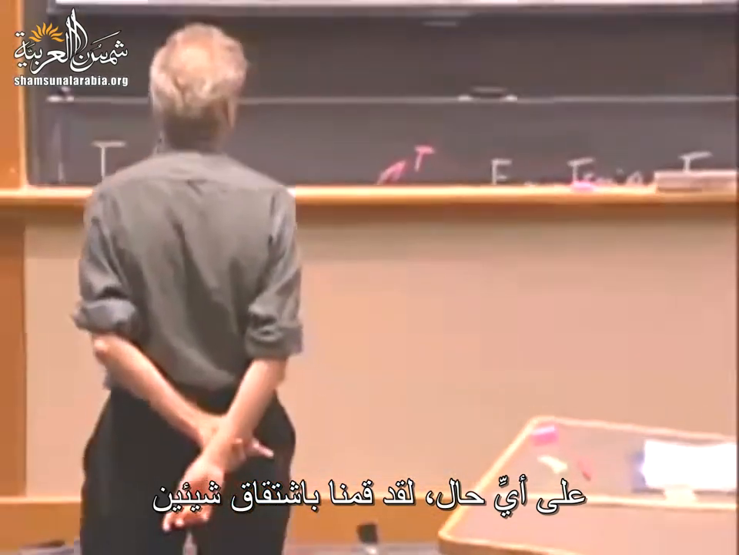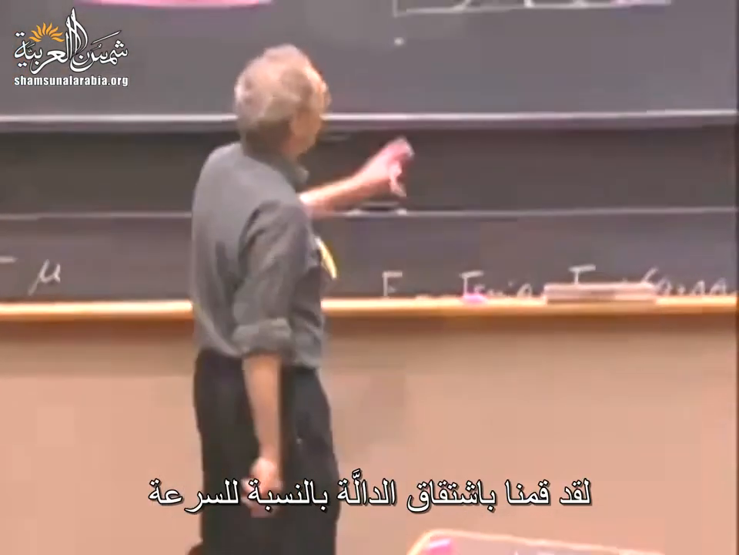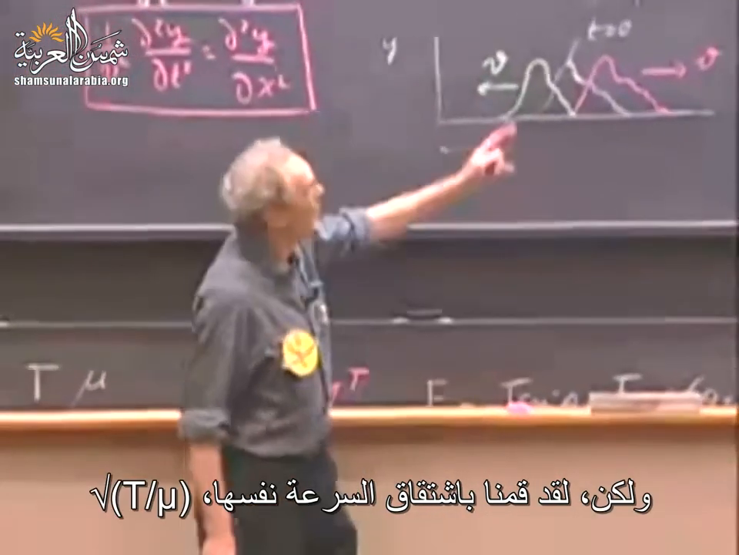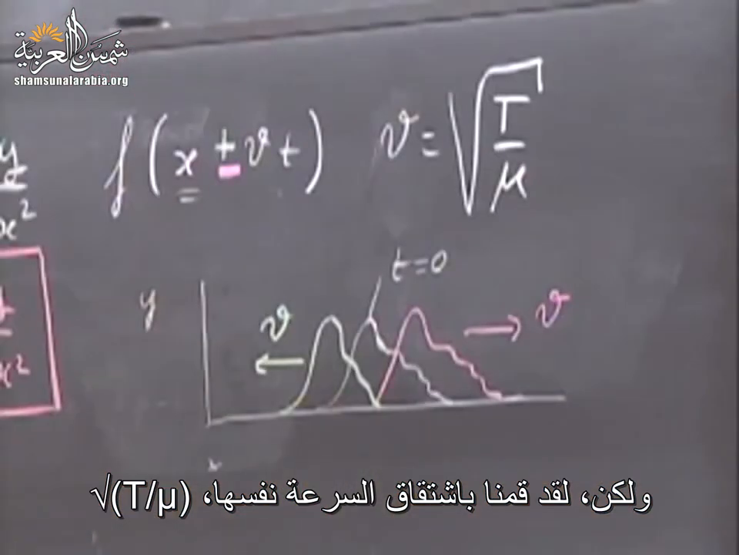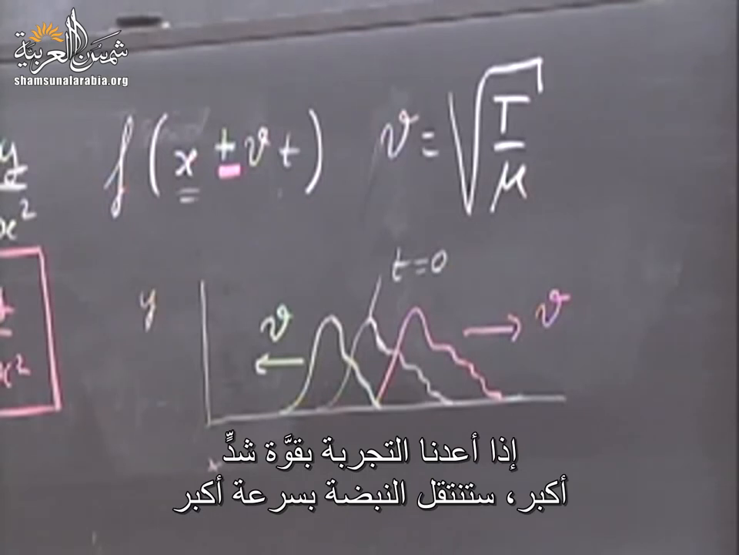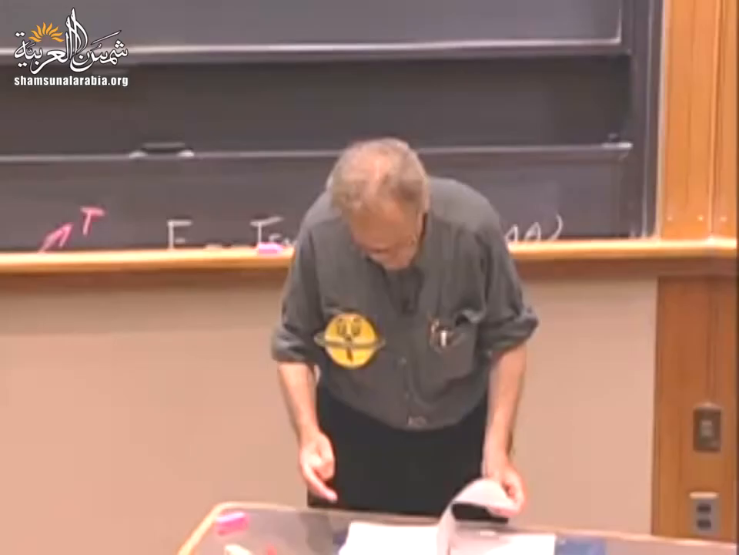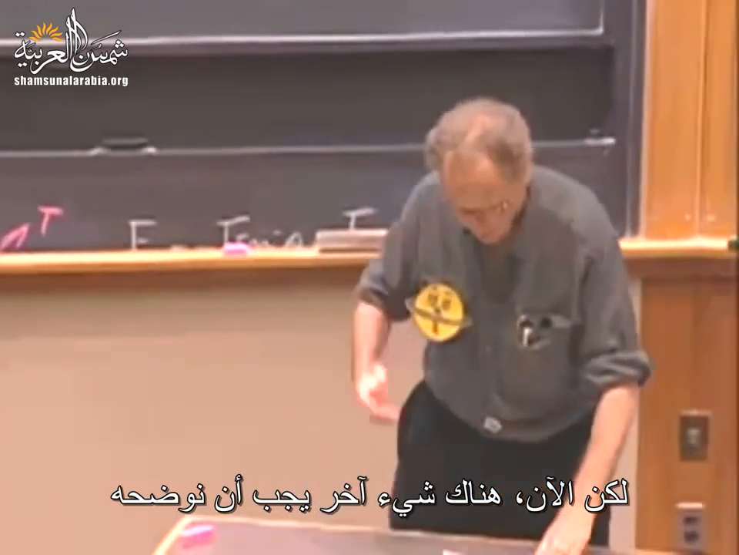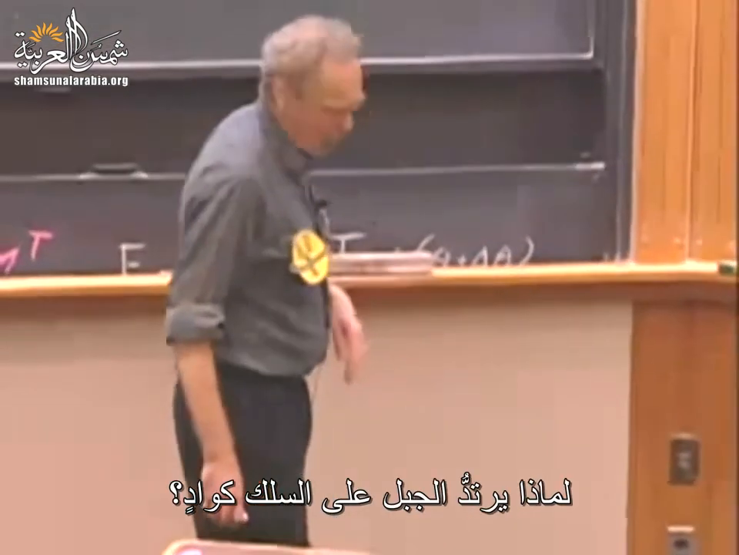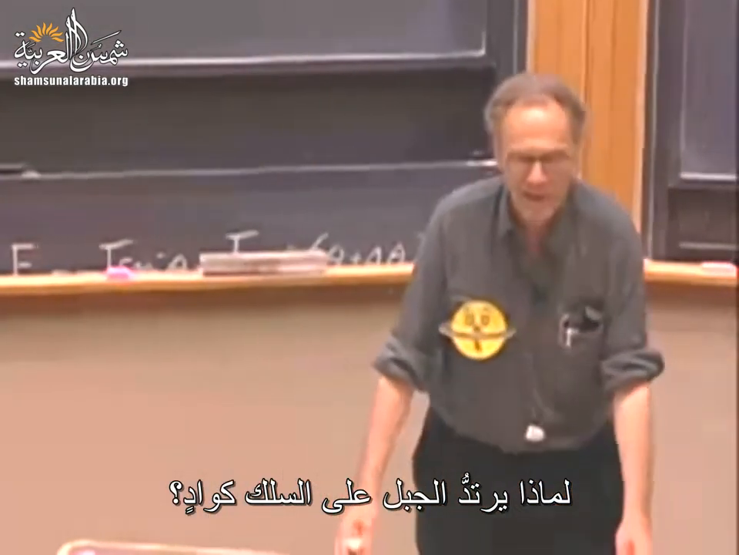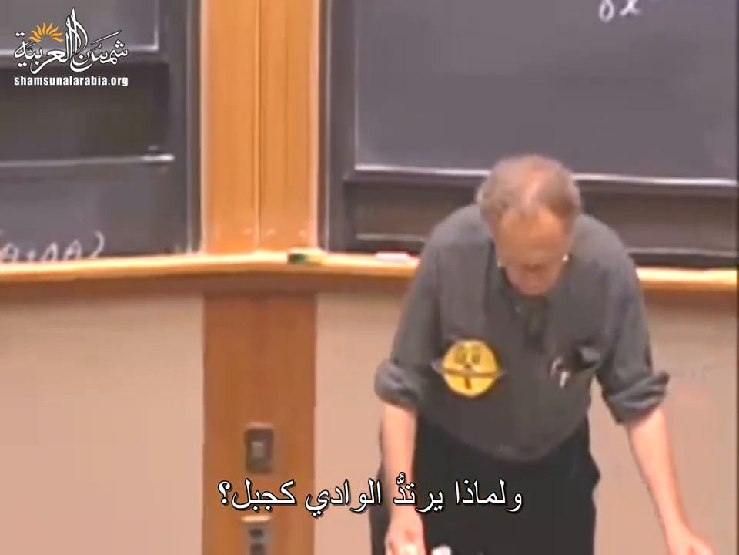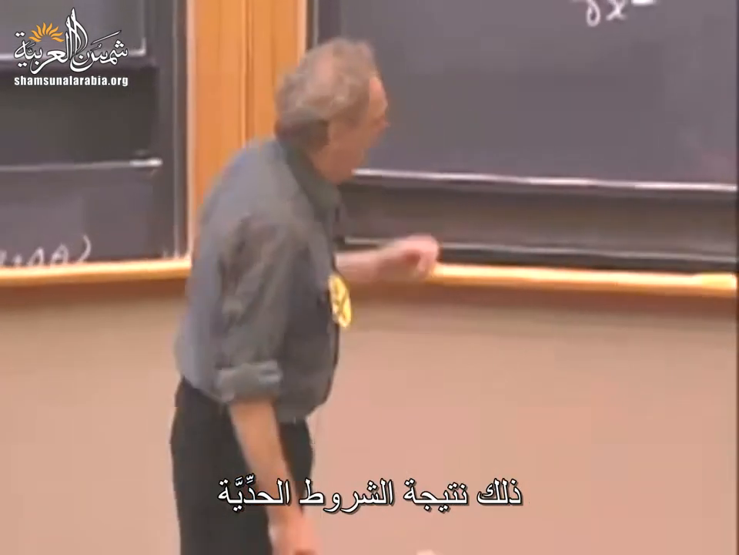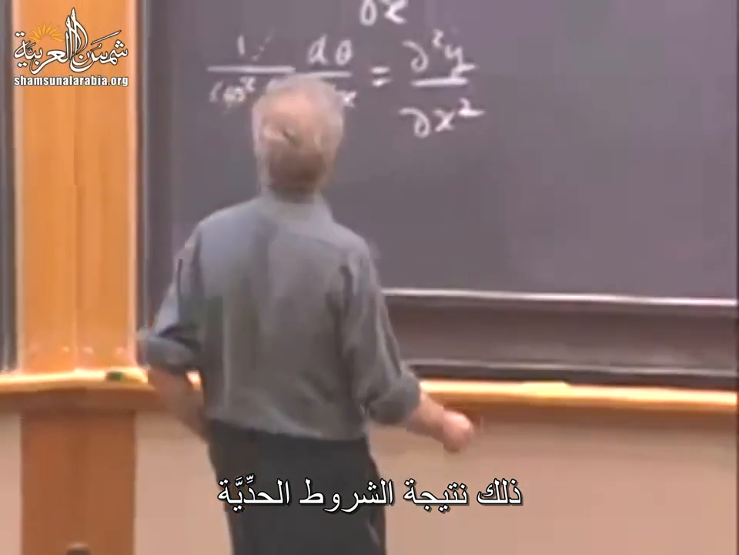So in any case, we have derived two things. We have derived that there is such a thing as a speed, but we even have derived the speed itself, the square root of T over mu. So if we had done the experiment again with a higher tension, then the pulse would have moved faster. But now, there is something else that we have to explain. Why on earth is a mountain coming back as a valley, and why is a valley coming back as a mountain? And that now is the result of boundary conditions.